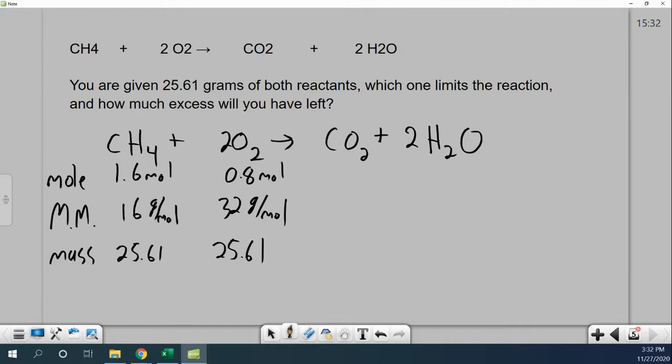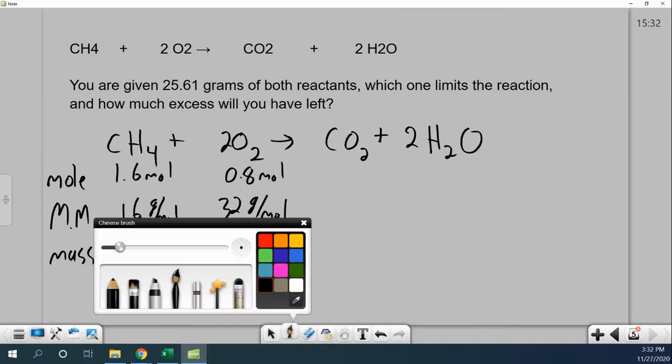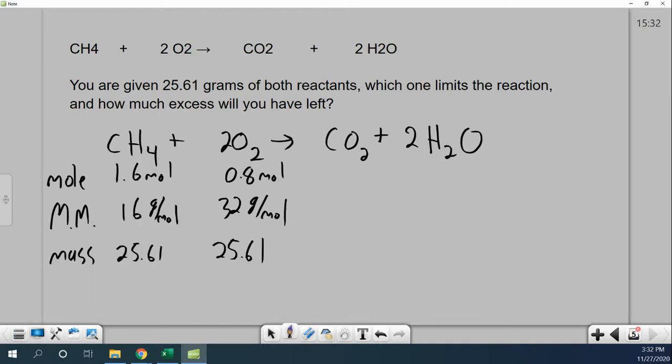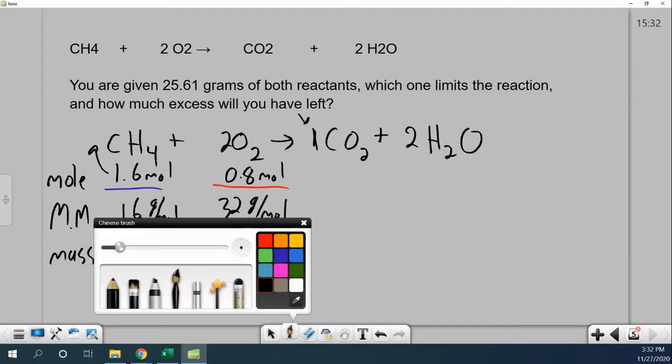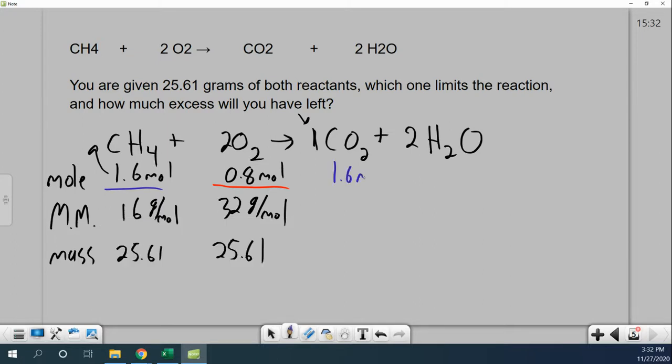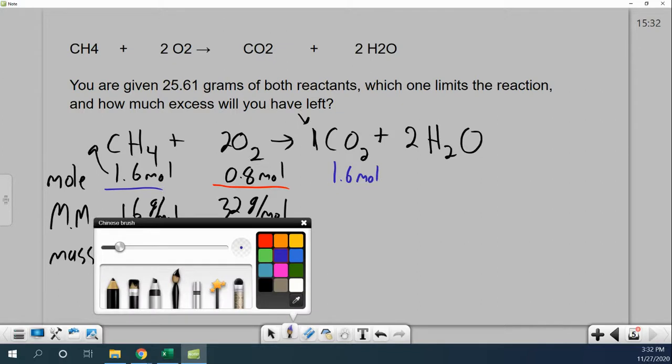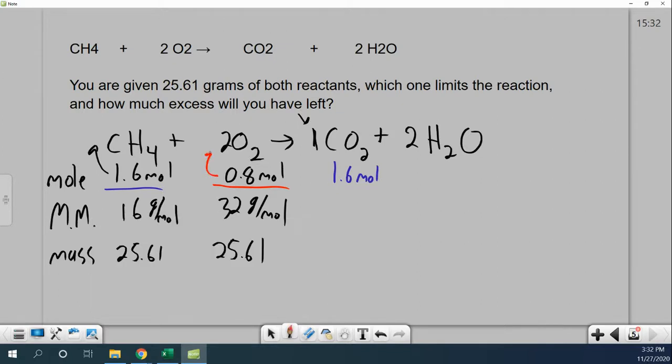Okay. Now I can pick which of these, for limiting reagent, I don't have to do them both. I can pick which one I want. Let's do methane in blue. Let's do oxygen in red. And let's do carbon dioxide just because it's got a 1 to multiply by, right? That makes things easier for me. So 1.6 divided by 1 times 1. Well, that's not so hard. It's 1.6. And then for red, I take 0.8 divided by 2, which is 0.4. I times 1, and I'm at 0.4.